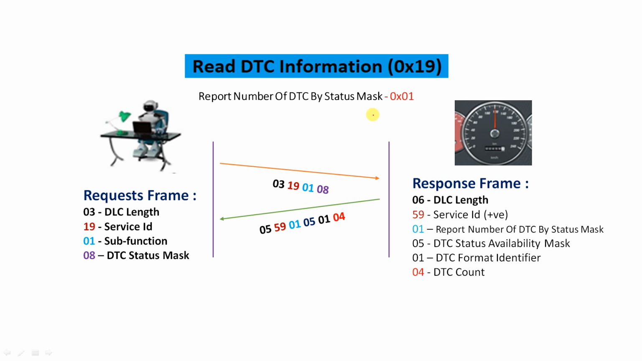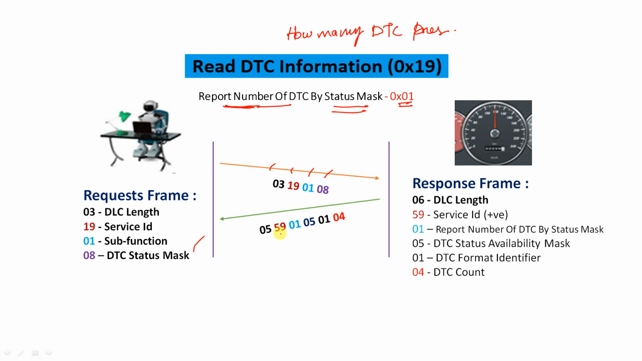Report number of DTC by status mask. From the name itself we can come to know: we are just trying to retrieve the number. How many? We are not asking for the DTC, only how many DTCs are present. Again the same status mask. The sub function is 01, so it's very simple. 03 19 01, where 01 is the sub function. Then 08 is, again, the DTC status mask.